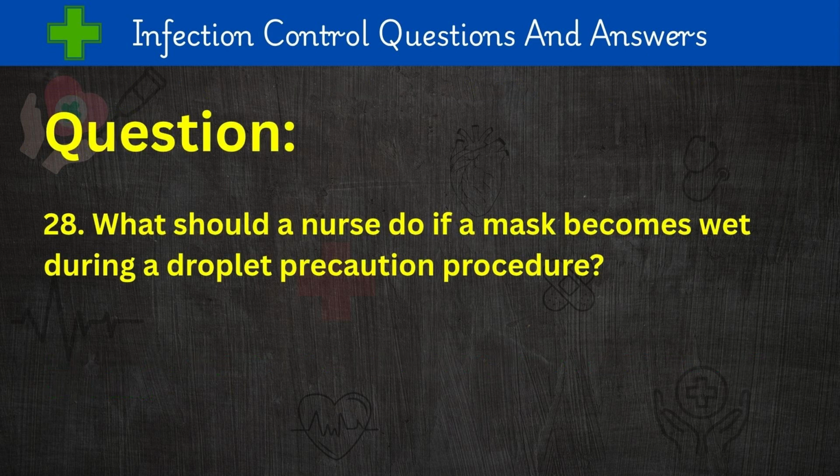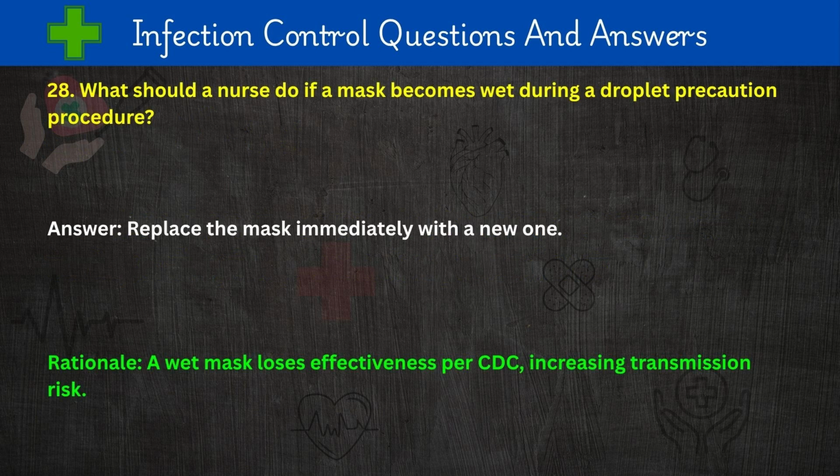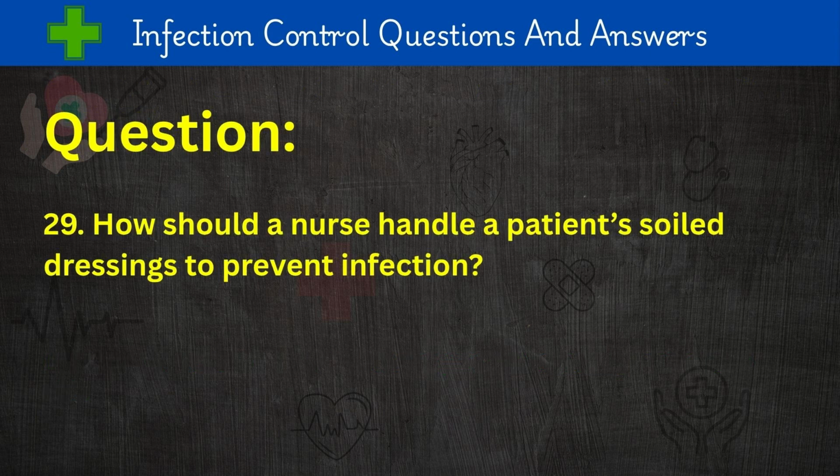28. What should a nurse do if a mask becomes wet during a droplet precaution procedure? Answer: replace the mask immediately with a new one. Rationale: a wet mask loses effectiveness per CDC, increasing transmission risk.